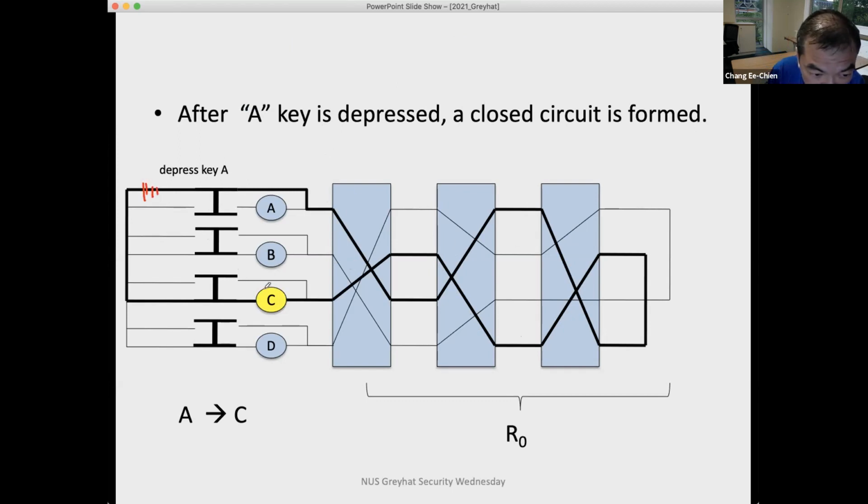Circuit is closed. This light bulb will light up. Okay, so A is being substituted to C. You press A, C will light up. You press B, D will light up.